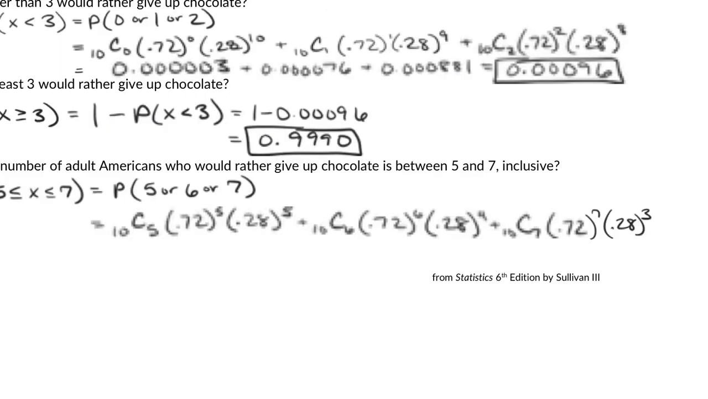Okay, let's do a formula check. So we have 10 choose 5, 0.72 to the 5, 0.28 to the 5. 10 choose 6, 0.72 to the 6, 0.28 to the 4. 10 choose 7, 0.72 to the 7, 0.28 to the 3. When we evaluate each of those, we know how to evaluate it, yes? But the combinations? Okay.